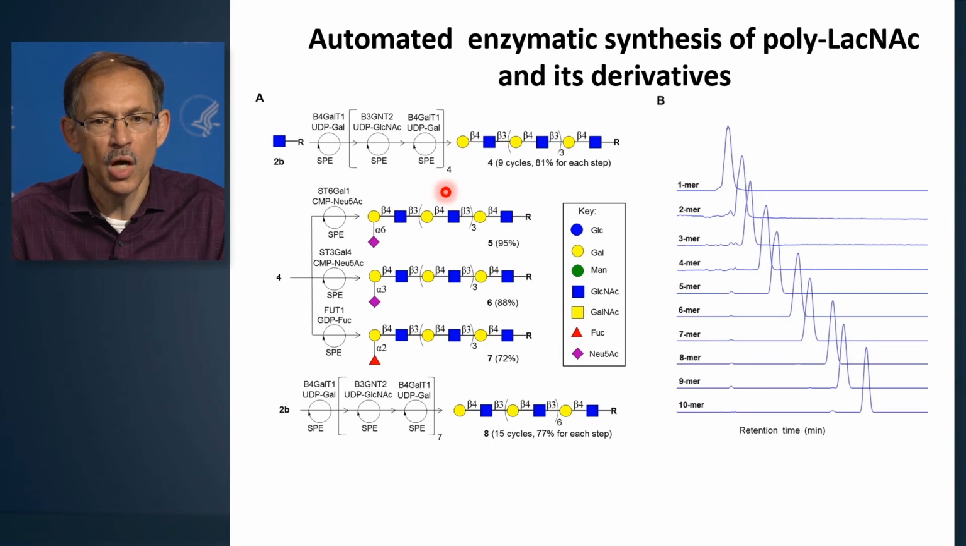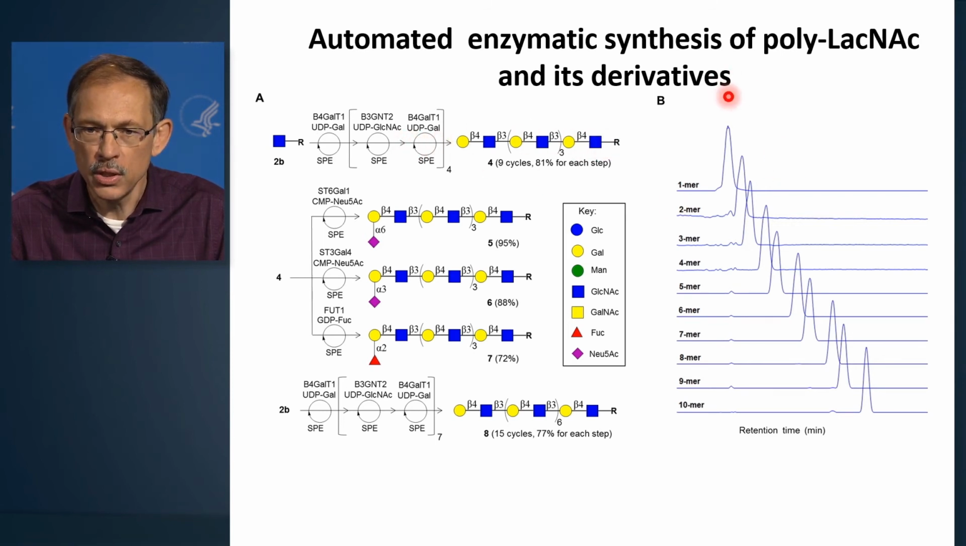So here you see an example of how the system works. So we have over here a sugar represented as N-acetyl-glucosamine, and then by the addition of an enzyme called B4-GalT1, we can add a first galactose. We perform automatically a solid phase extraction. Then the next enzyme is added, B3-GNT2, which adds an N-acetyl-glucosamine to install a lactosamine. And this process is now repeated multiple times to synthesize an oligosaccharide.